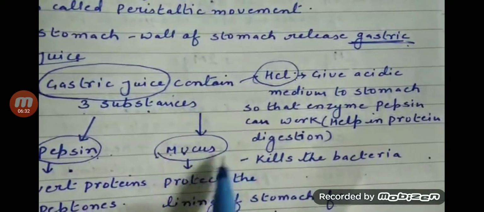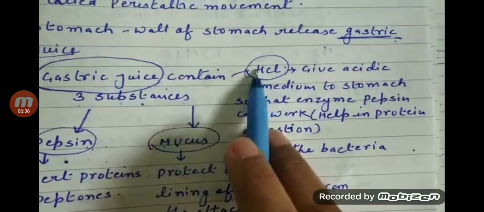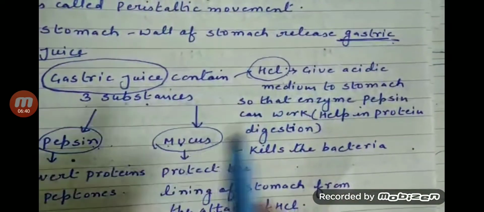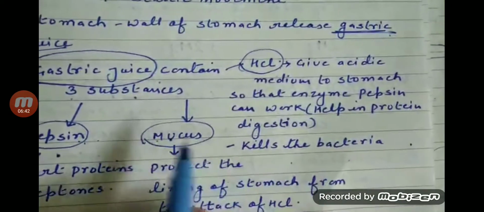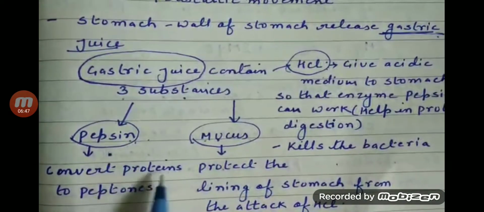The second one is mucus. Mucus prevents the lining of the stomach from the attack of the HCl. Otherwise, if it is continually secreted, the stomach wall will be damaged. So mucus protects from the attack of the HCl, and pepsin converts the protein into peptones.